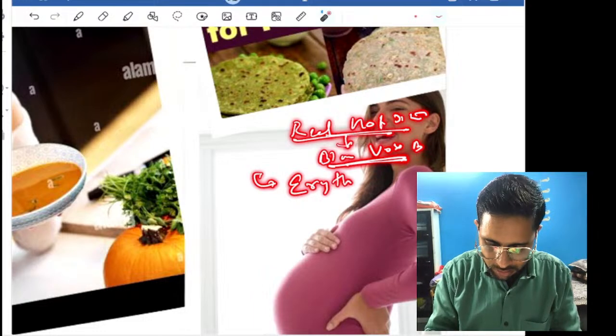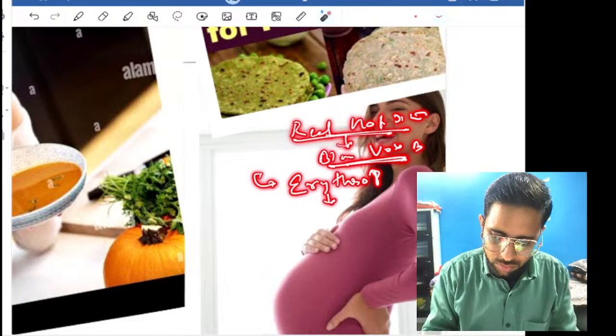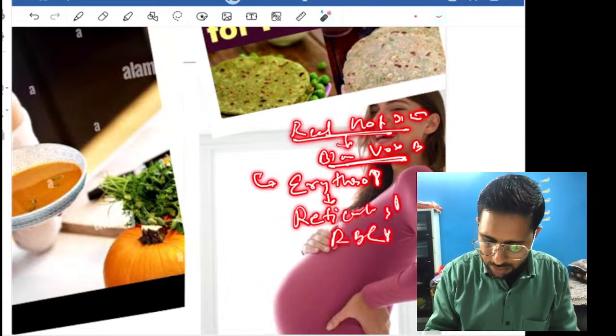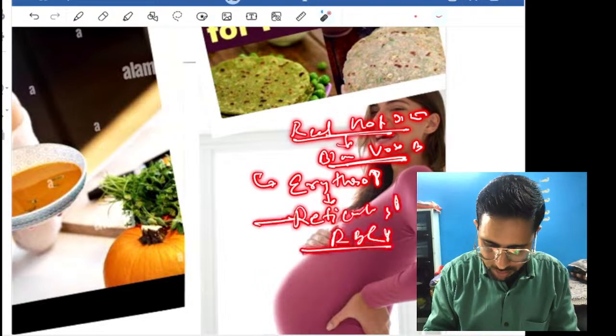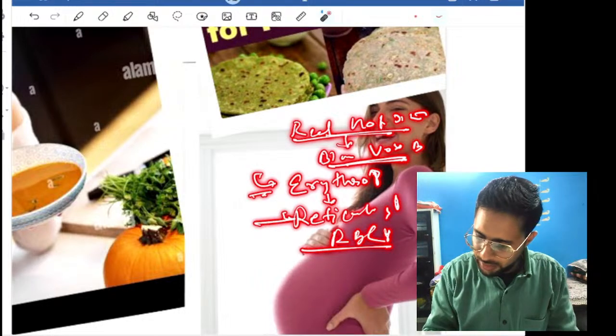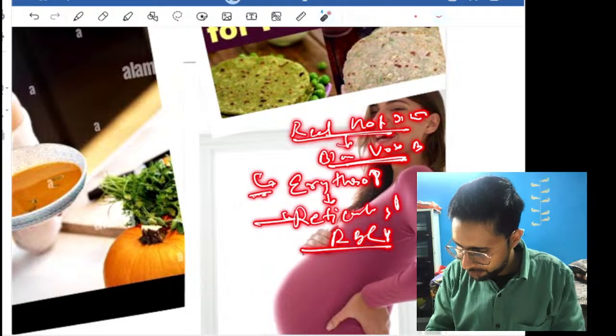Red means erythro, so erythropoietin increases. If erythropoietin increases, then more blood forms, so more reticulocytes. You can say more number of RBC, so number of RBC increases, number of reticulocytes increases, and maternal erythropoietin increases. Is this clear to you? How do we remember this? Yes.